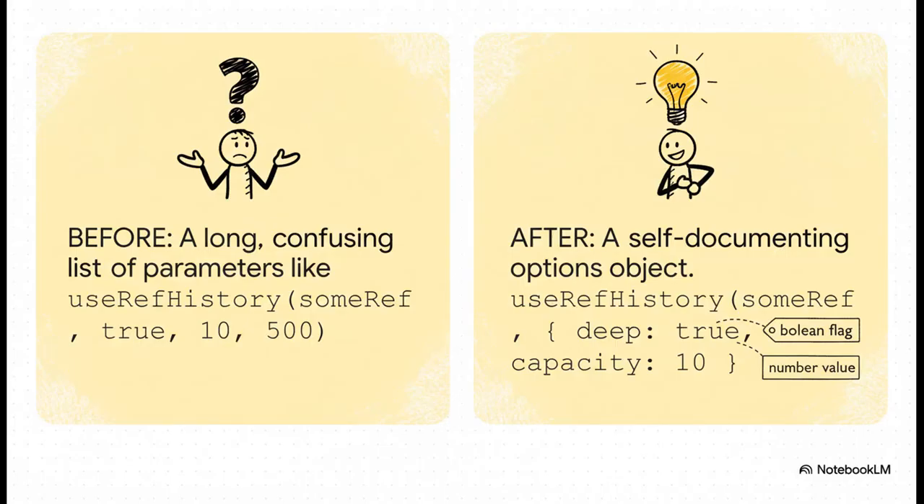And here is the beautiful solution, the options object pattern. Instead of that long, confusing list of arguments, you just pass in a single object. And just like that, the function call becomes self-documenting. You can see exactly what's going on. Deep is true, capacity is 10, it's crystal clear.